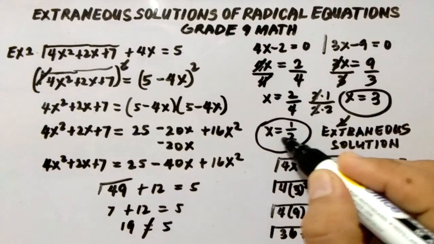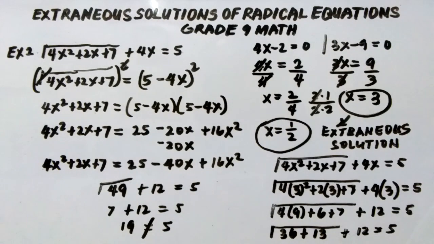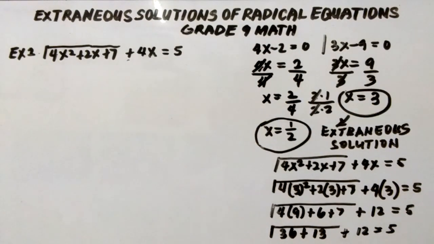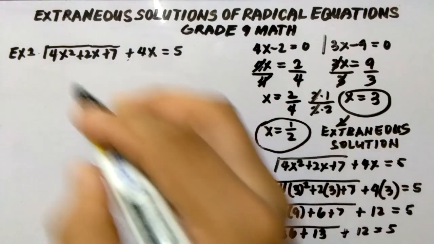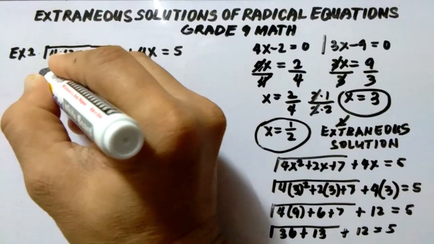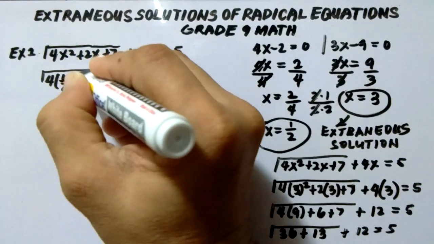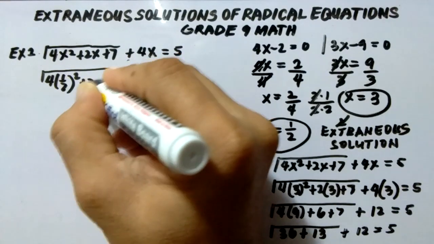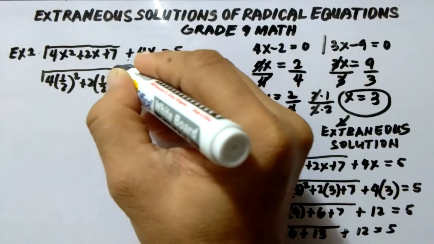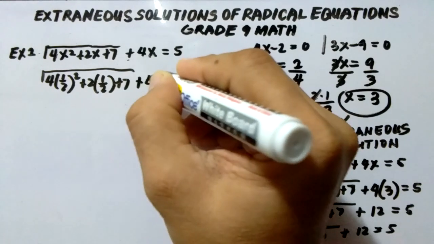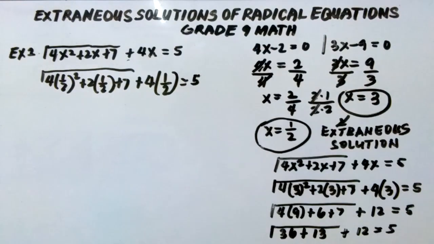So, itry po natin, x is equals to 1/2 kung mag-fit po dito sa ating original equation. So, substitute po natin yung isang value ng x is equals to 1/2 dito po sa ating original equation. So, we have square root of 4 times the quantity 1/2 squared plus 2 times 1/2 plus 7 plus 4 times 1/2 is equals to 5.